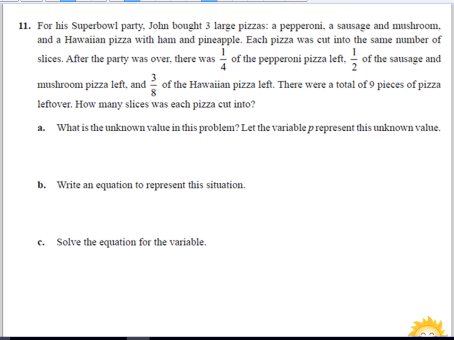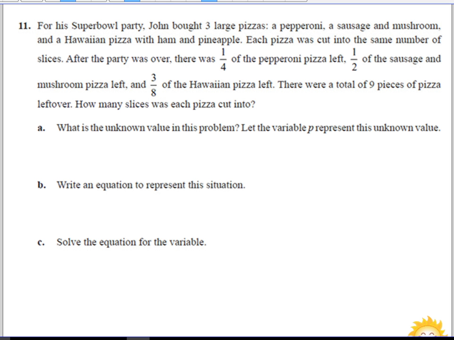Last story problem. For his Super Bowl party, John bought 3 large pizzas, a pepperoni, a sausage and mushroom, and a Hawaiian pizza with ham and pineapple. Each pizza was cut into the same number of slices. After the party was over, there was 1/4 of the pepperoni pizza, 1/2 of the sausage and mushroom pizza, and then 3/8 of the Hawaiian pizza left. There were a total of 9 pieces of pizza left over. How many slices was each pizza cut into?